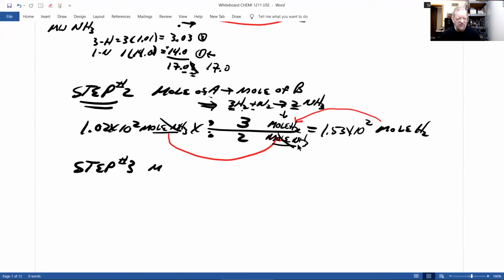And that's moles of B to grams of B. And we know the moles.